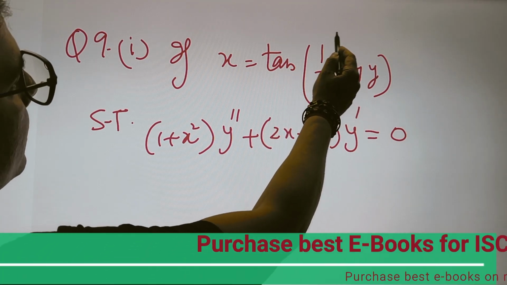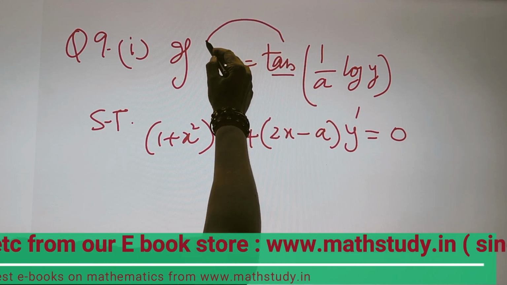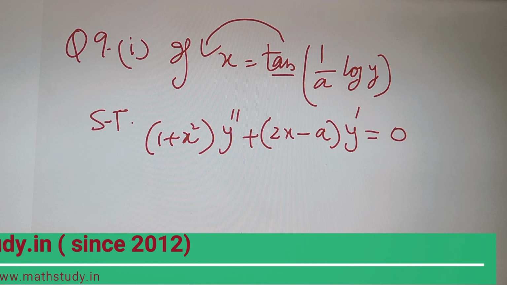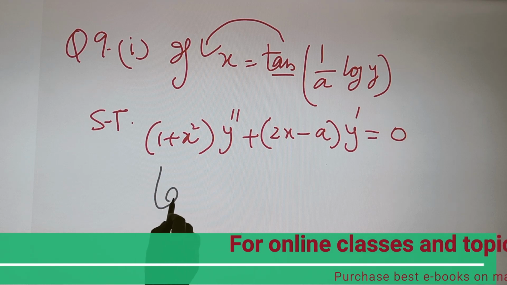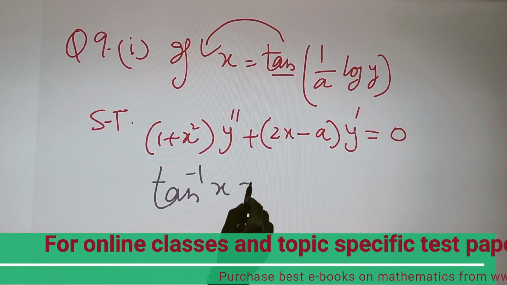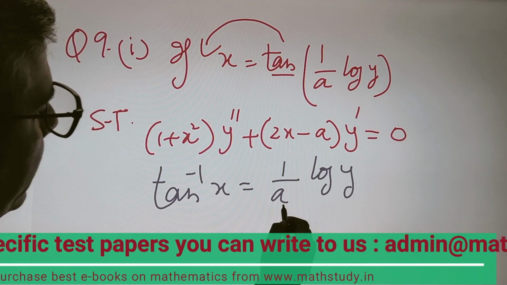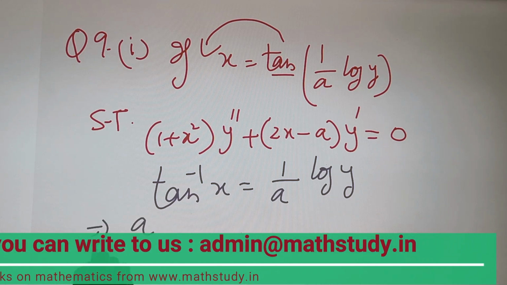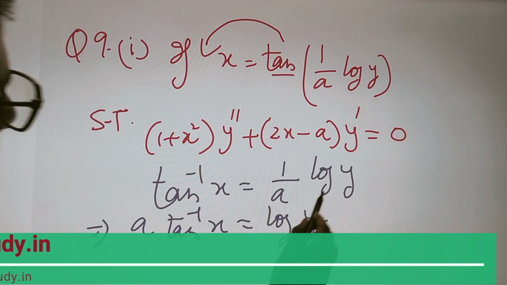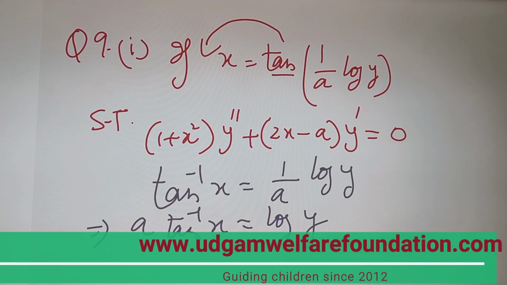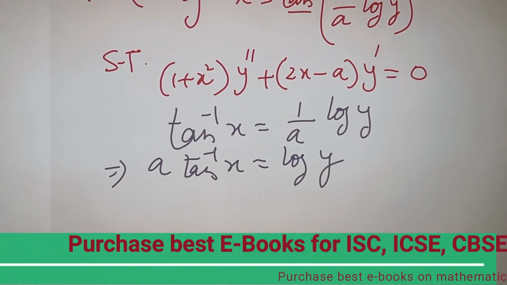Now here this part is a little tricky. So what you can do here, you can simply take this tan inverse in our first step, so that it will make things more clear to you. Let's write it this way, tan inverse x equals 1 by a log y. Now we will take a across, so our question will become a tan inverse x equals log y. Very simple. So now we can see that our question is simpler than the main question. Now let's move forward.